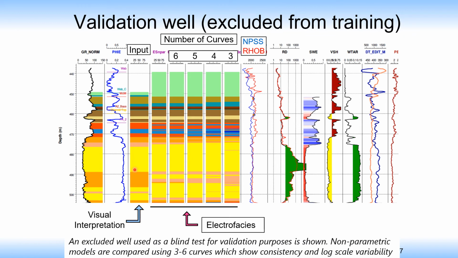Here's a comparison of the electrofacies model using the different numbers of curves. First, we have the visual input facies in the training set. And again, it doesn't have the variability of the log scale. So what we observe is that each of these models actually has variability that would be quite useful for giving us consistent facies and log properties in our modeling.